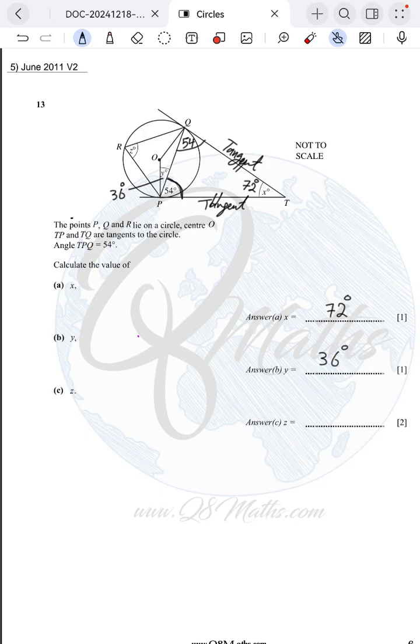If you look at OP, it's a radius. OQ, it's a radius. They're supposed to be equal. So when two sides are equal, two angles are equal. So the angle opposite to OQ is Y. The angle opposite to OP is this angle here. So this angle here is also 36. Base angles are equal. 36 plus 36 is 72. To 180, what's remaining is 108. So this angle here is 108.